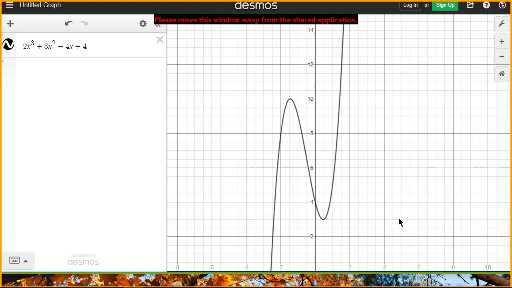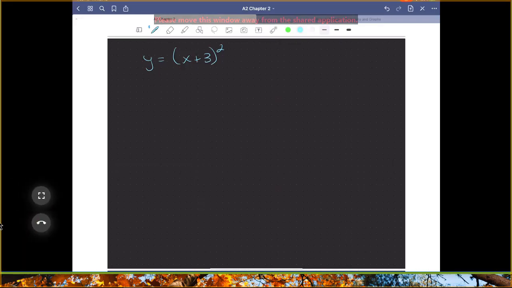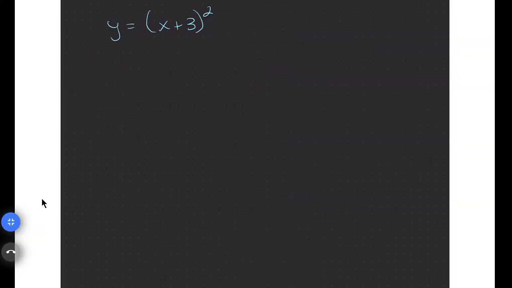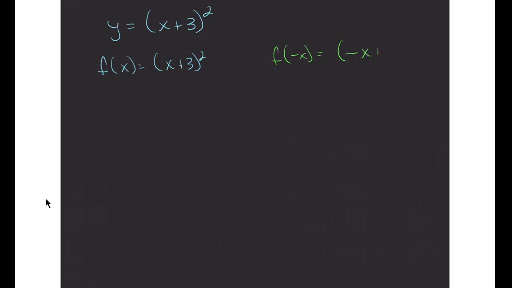Sometimes when they give you the problems and they want you to tell them if it's even or odd, they might give you something like y equals x plus 3 squared. So to check to see if that has symmetry or if it's odd or even, you're putting in that negative. So the original f of x was x plus 3 squared, and we need to try f of negative x, so that equals negative x plus 3 squared.